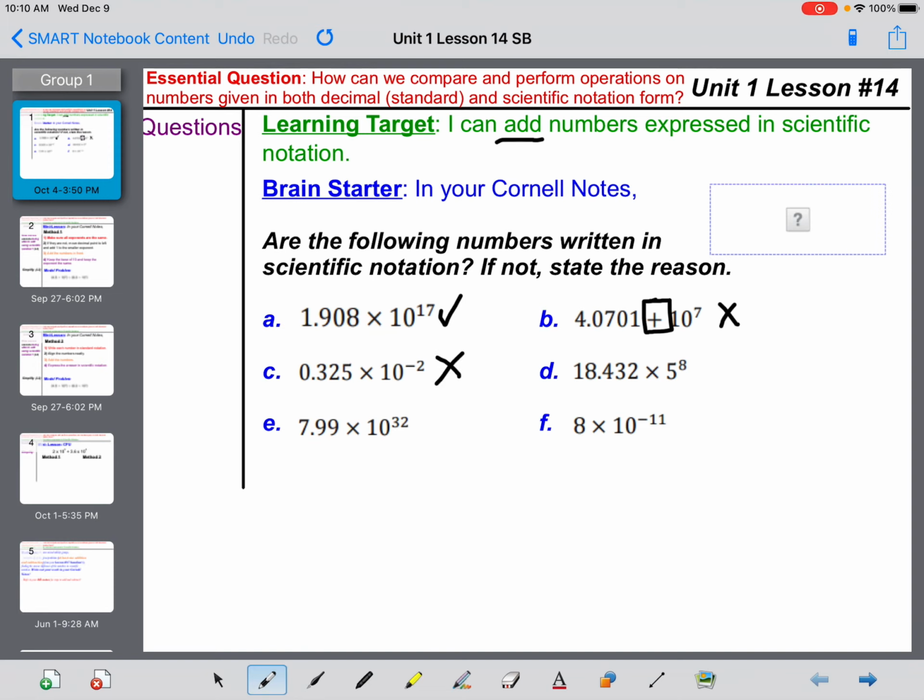C is also not written in scientific notation because this number here in front is not between 1 and 10. D is also not because the base here is not 10, and also the number in front is not between 1 and 10. And then the last two are considered to be written in scientific notation. Alright, so let's go ahead, write our name, class, date, our EQ, LT, and brain starter. Unit 1, Lesson 14, let's go ahead and move on to the mini lesson.